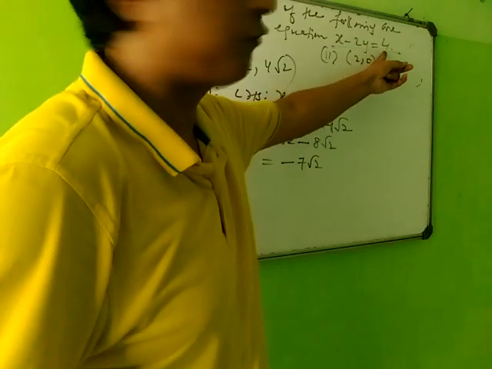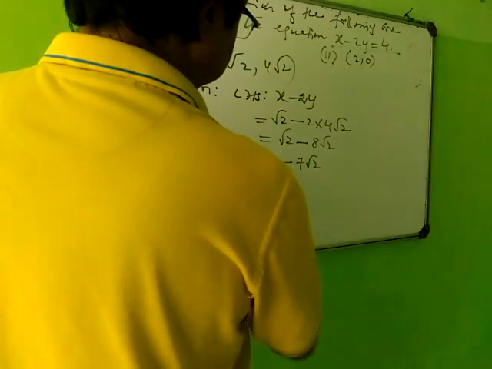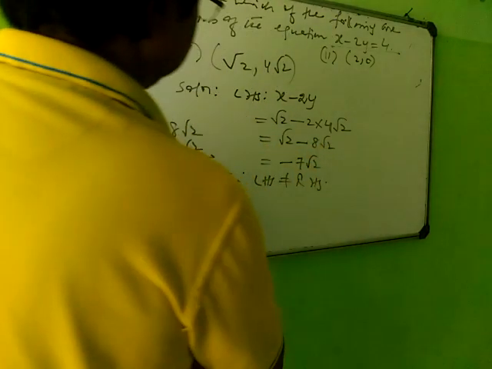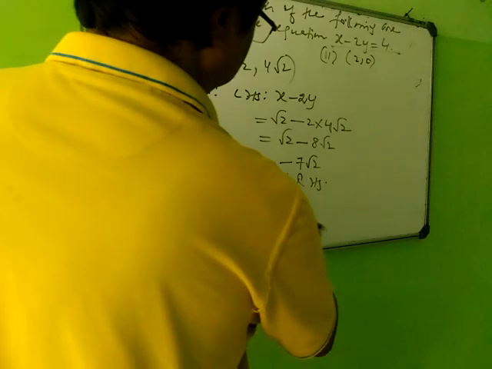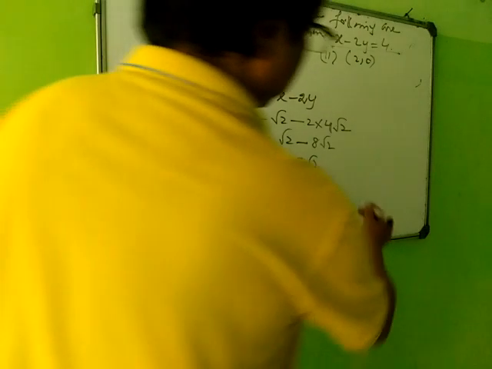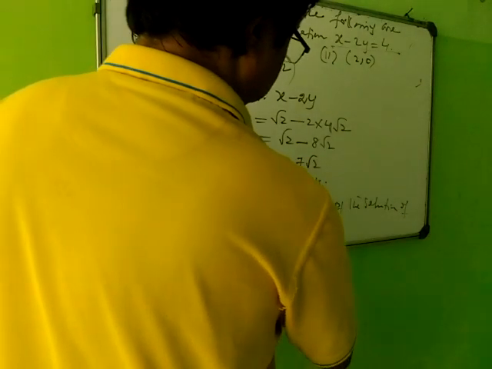But the right hand side is 4. So they are not equal. So therefore, since LHS is not equal to RHS, root 2 comma 4 root 2 is not the solution of the equation.